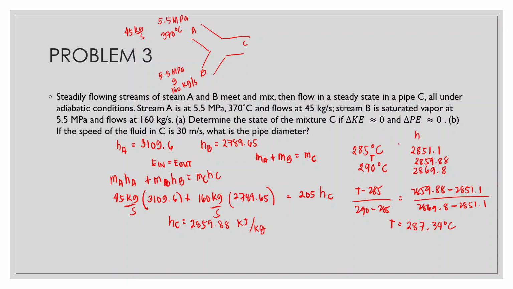Determine the state of the mixture. So, temperature is 287.34 at 5.5 MPa. So, ito yung state niya. Okay? So, sa letter B naman, if the speed of the fluid in C is 30 meters per second, what is the pipe diameter? So, if you remember the equation na m dot is equal to rho AV, okay? At m dot natin is 205 kilogram per second is equal to rho AV, okay?